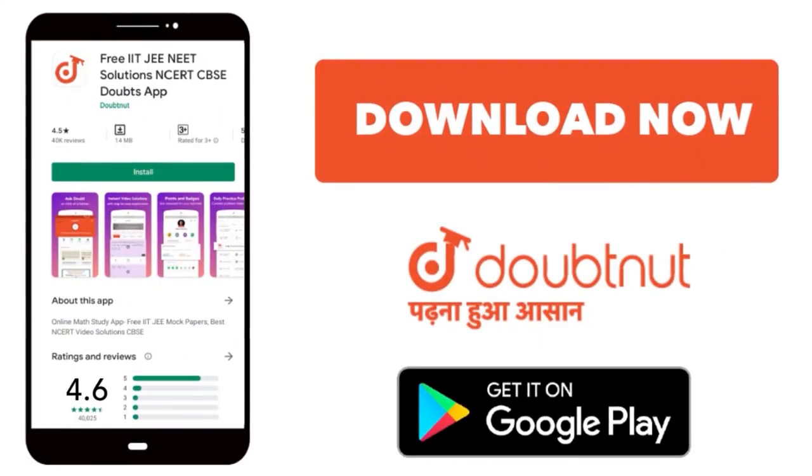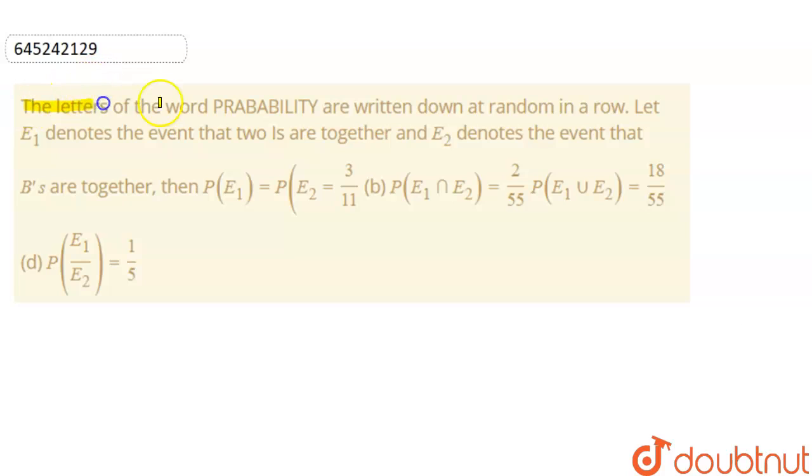Download Doubtnut app today. Today our question is, the letters of the word probability are written down at random in a row. Let E1 denote the event that two I's are together and E2 denote the event that two B's are together. Then P of E1 will be what? We have been given four options here.